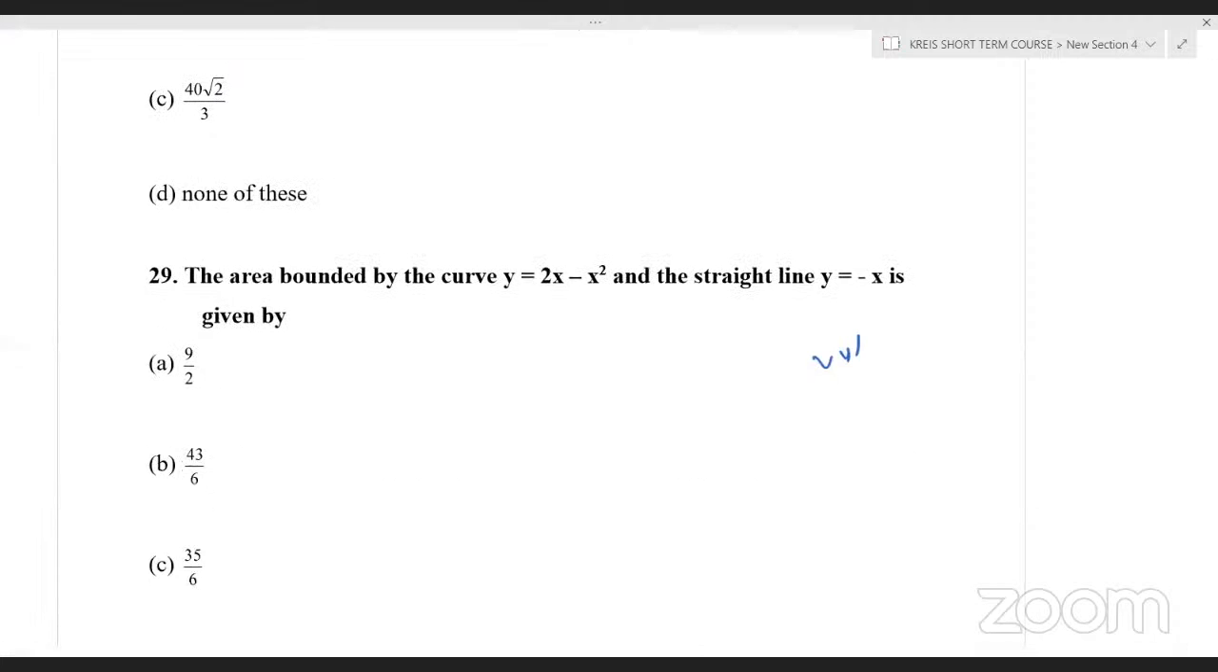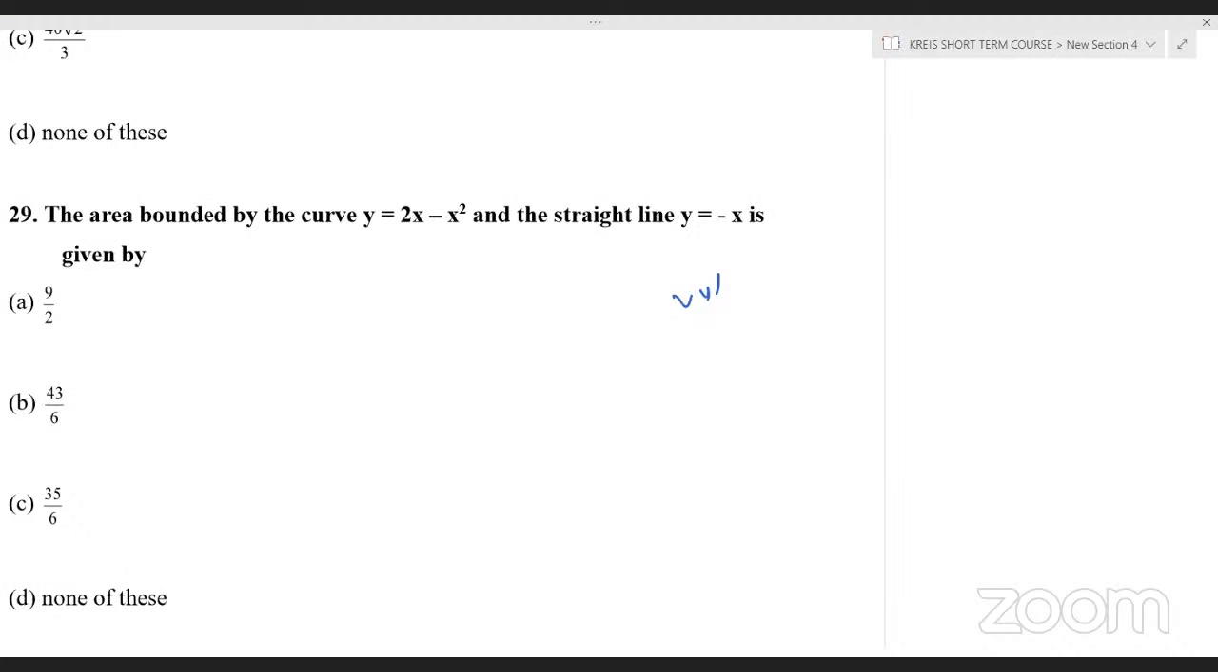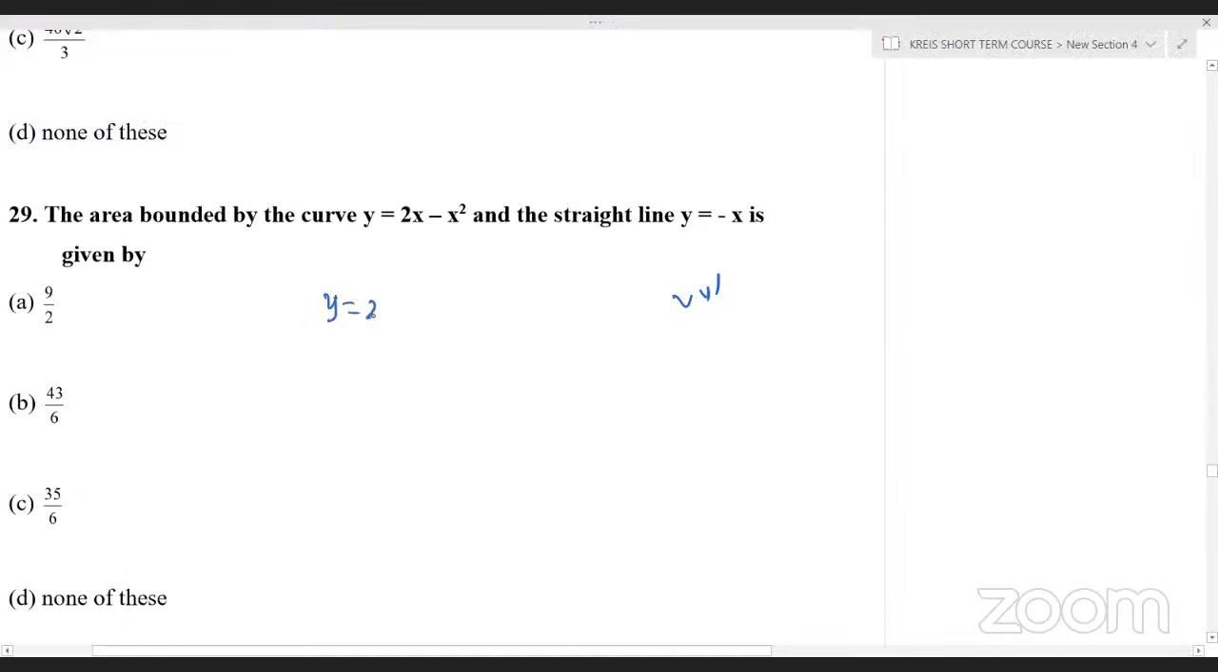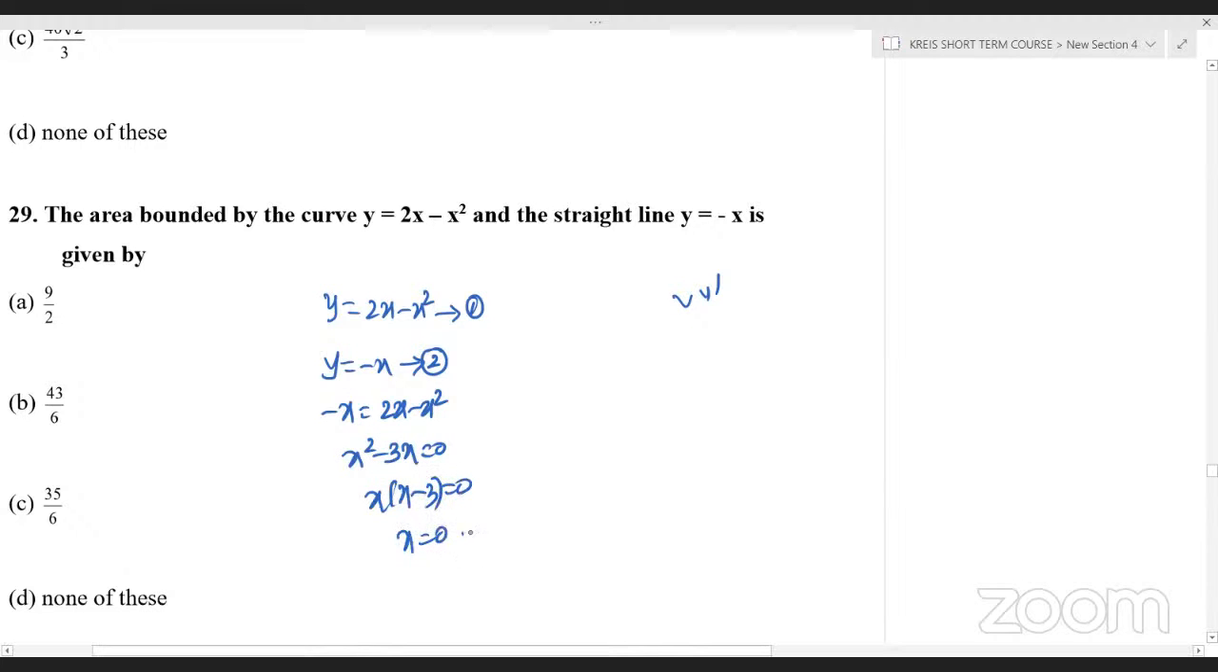Area bounded by the curve y is equal to 2x minus x square and the line y is equal to minus x. y is equal to 2x minus x squared, it is equation 1, and y is equal to minus x, this is equation 2. So solving 1 and 2, minus x is equal to 2x minus x squared. Otherwise, x squared minus 3x is equal to 0. x into x minus 3 is equal to 0. x is equal to 0 and x is equal to 3.